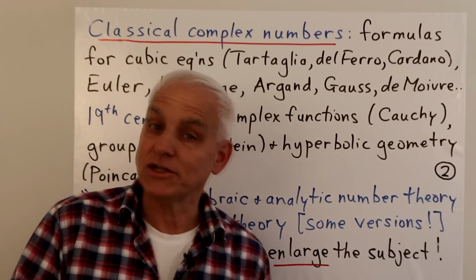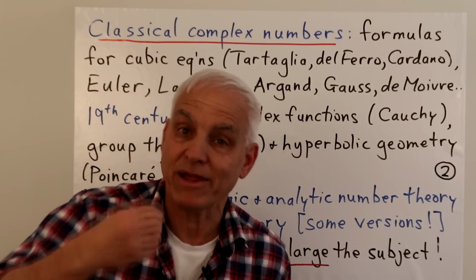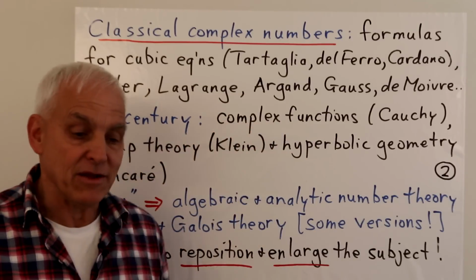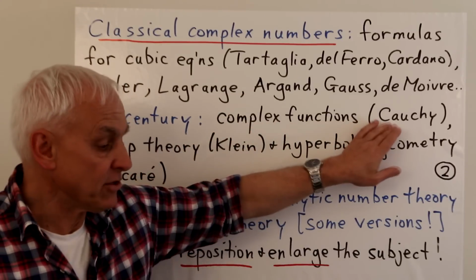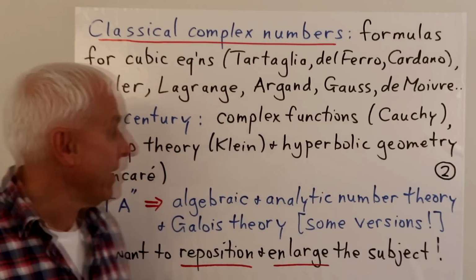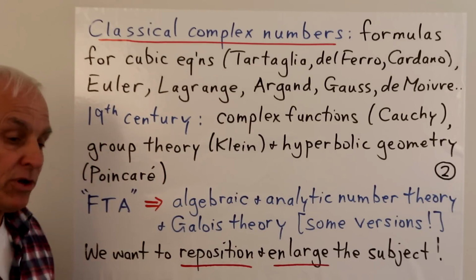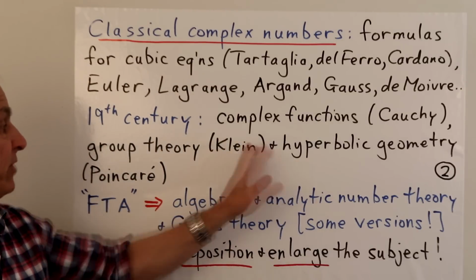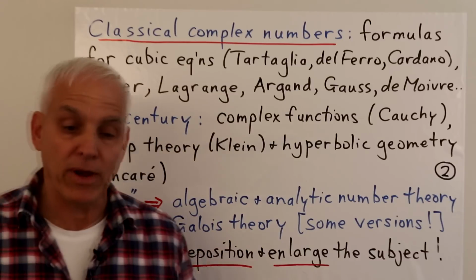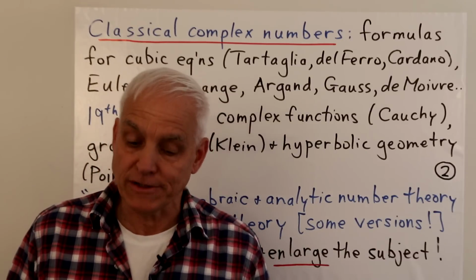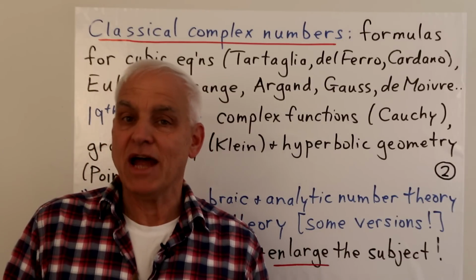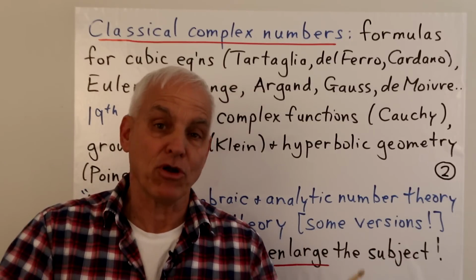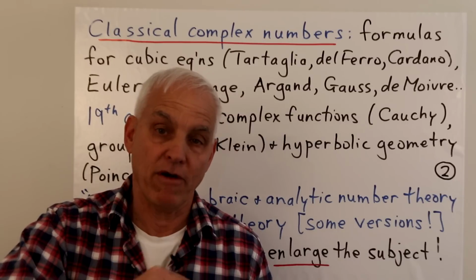But certainly there were lots of very useful applications of this theory. Euler and others introduced the idea of complex functions, ultimately leading to the grand theory of Cauchy. The subject had important connections with group theory, also connections with hyperbolic geometry, work of Klein and Poincaré and others, and then differential equations. And by the end of the 19th century, complex numbers had woven their way into the fabric of many different areas of mathematics.